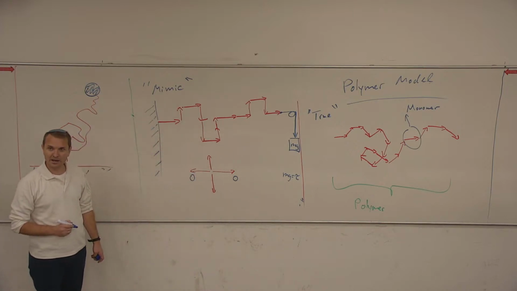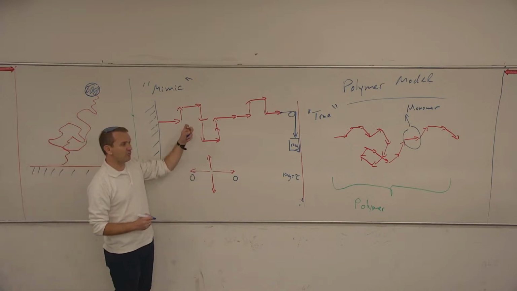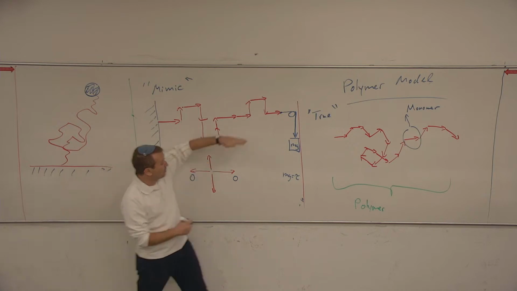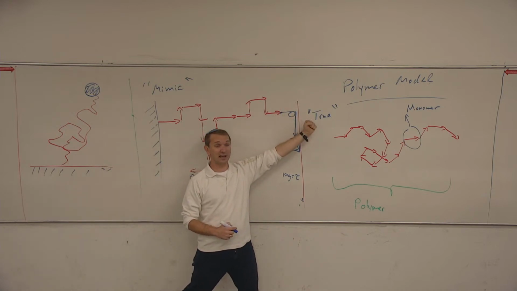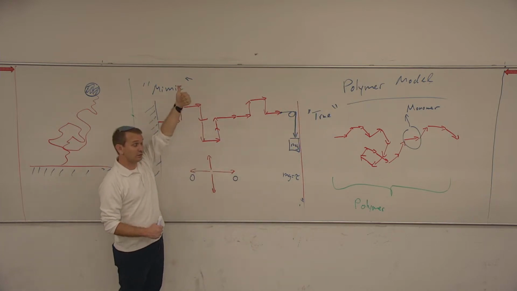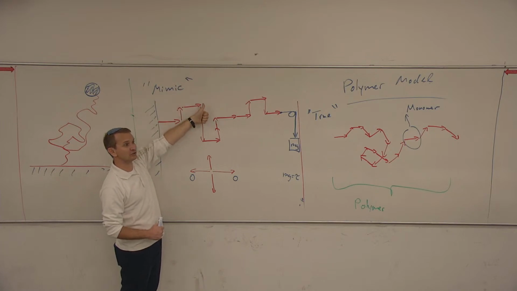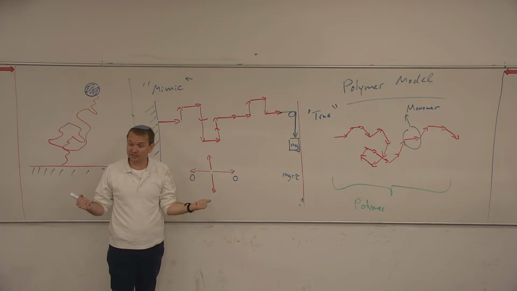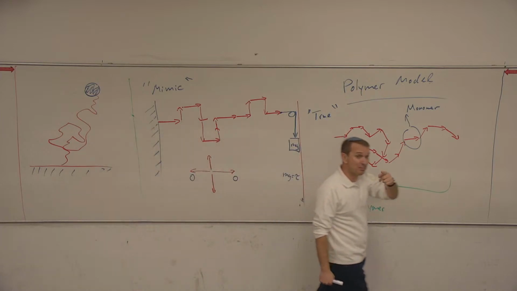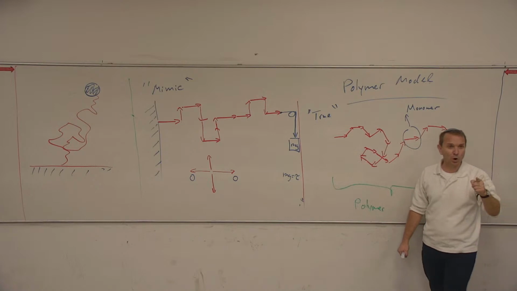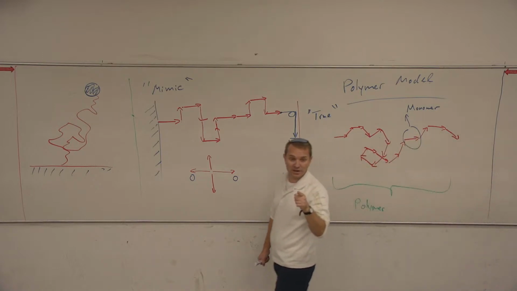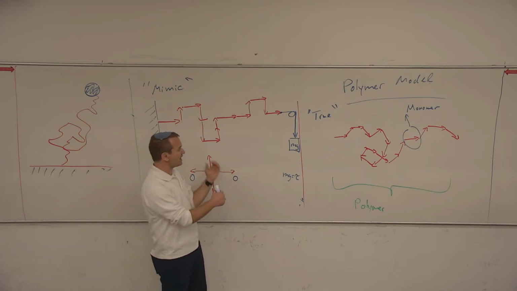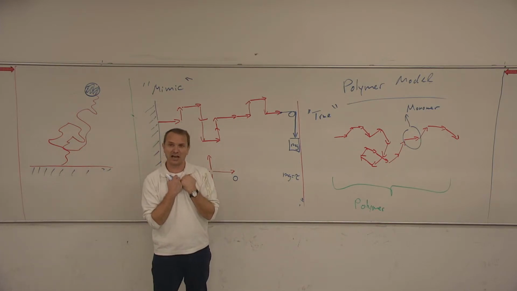If the monomer is pointing upwards or downwards, there is an additional cost of energy. It's not pointing exactly in the bias that I'm imposing. It's going in a perpendicular direction, so it has to cost some energy. Why am I saying it has to cost some energy? Remember, the energy has to be minimal.